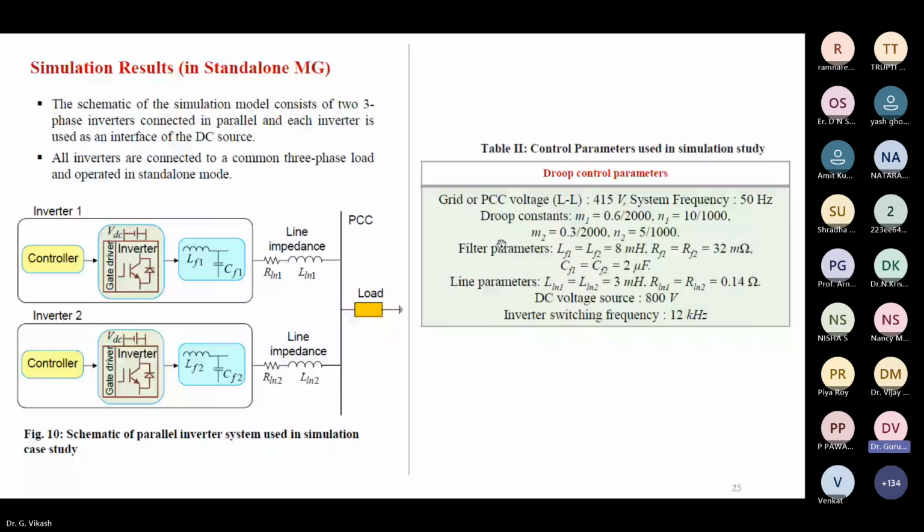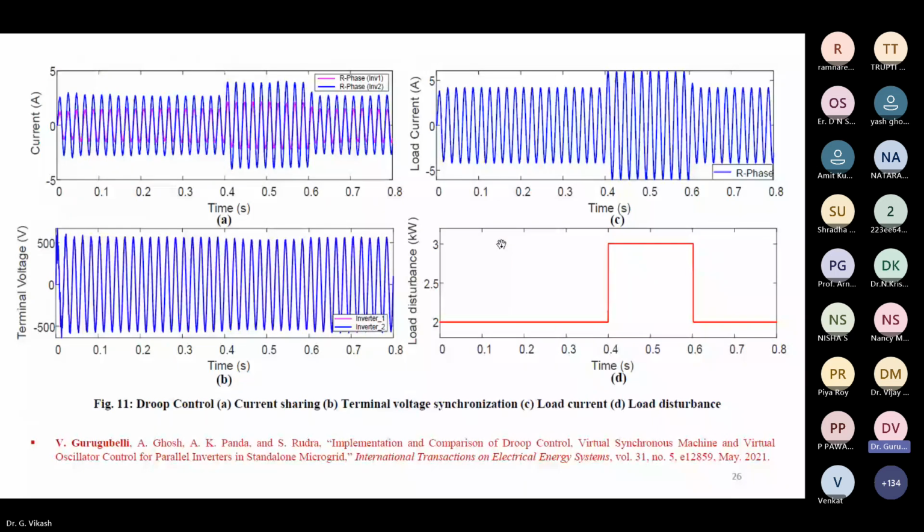Coming to the results, here in the droop controller, figure A shows the current sharing, and B is the terminal output voltage. Here inverter 1 and inverter 2 are synchronized properly, and C is the load current. Mainly from figure A, we can clearly understand that the two inverters are not equally rated. That's why they generate different currents, not equal sharing. It is unequal power sharing.